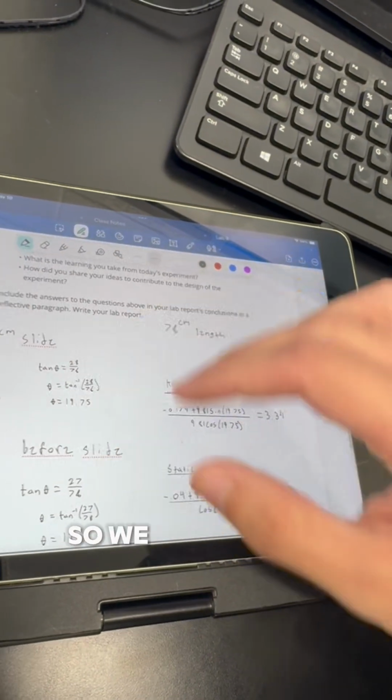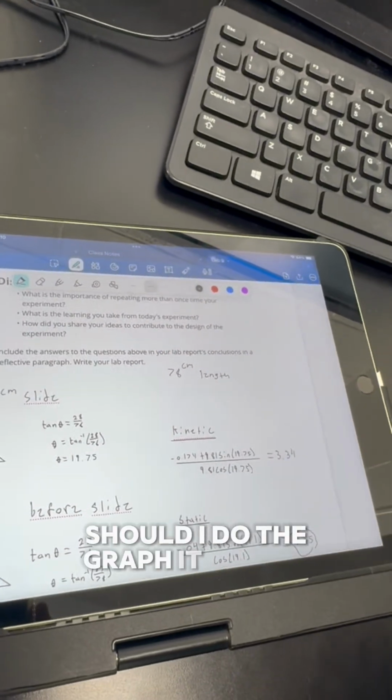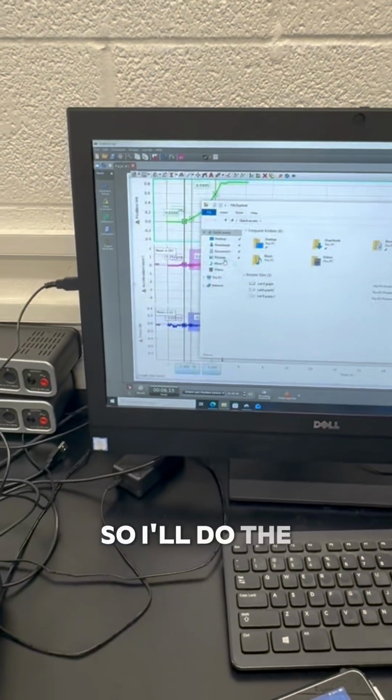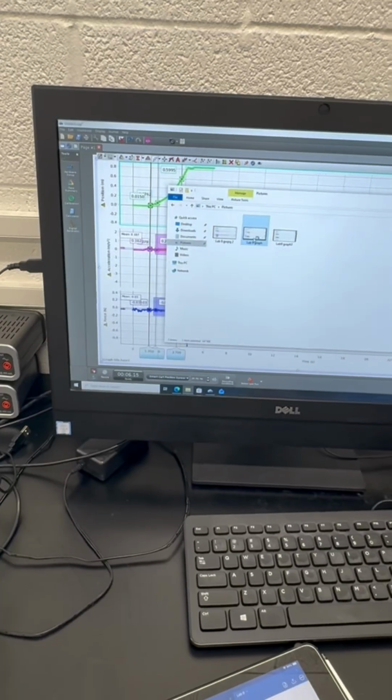So we went ahead, we did that, and should I do the graph bit too? Yeah. Okay. So I'll do the first one. It's right here.